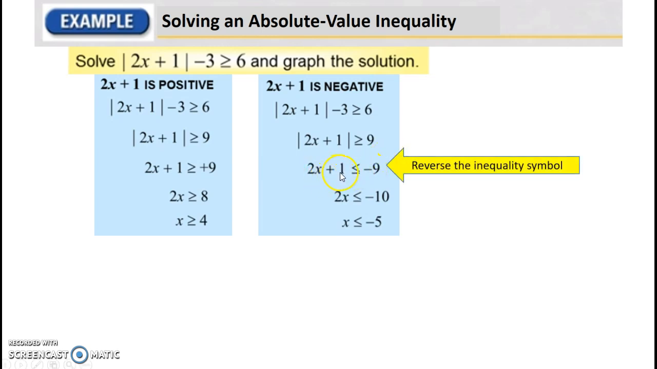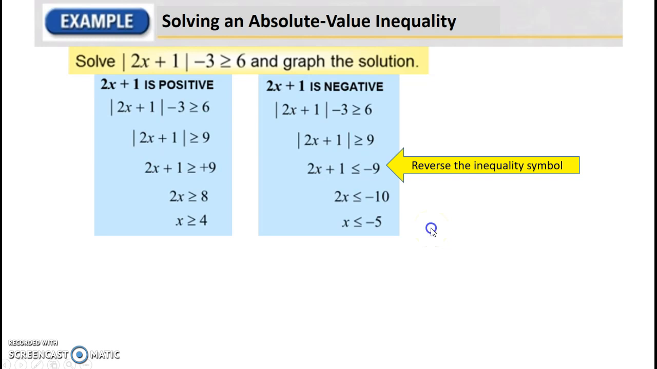So you'll have 2x plus 1 is less than or equal to negative 9. Subtract 1, 2x is less than or equal to negative 10. Divide by 2, x is less than or equal to negative 5. So we have x is greater than or equal to 4, x is less than or equal to negative 5. So again, think of a number, and is it possible for it to be greater than or equal to 4, but less than or equal to negative 5?